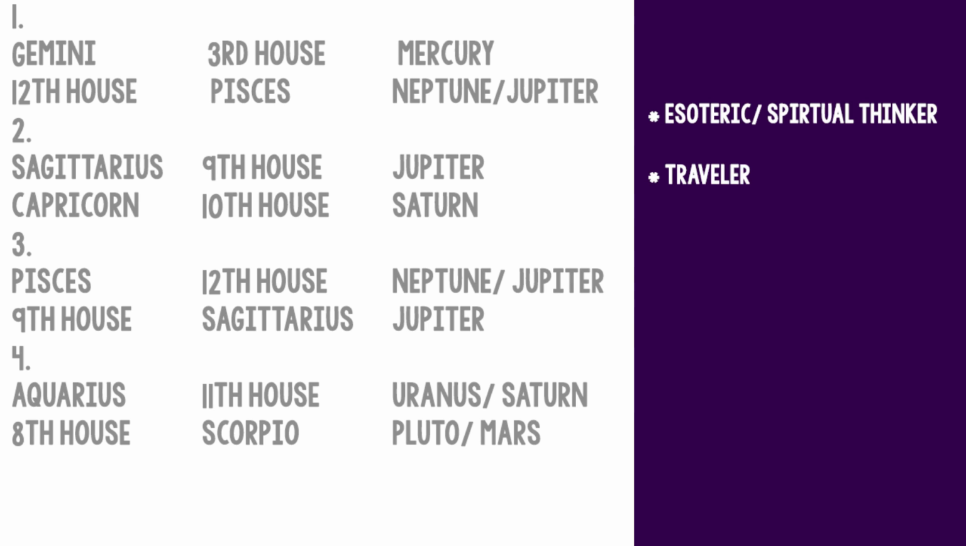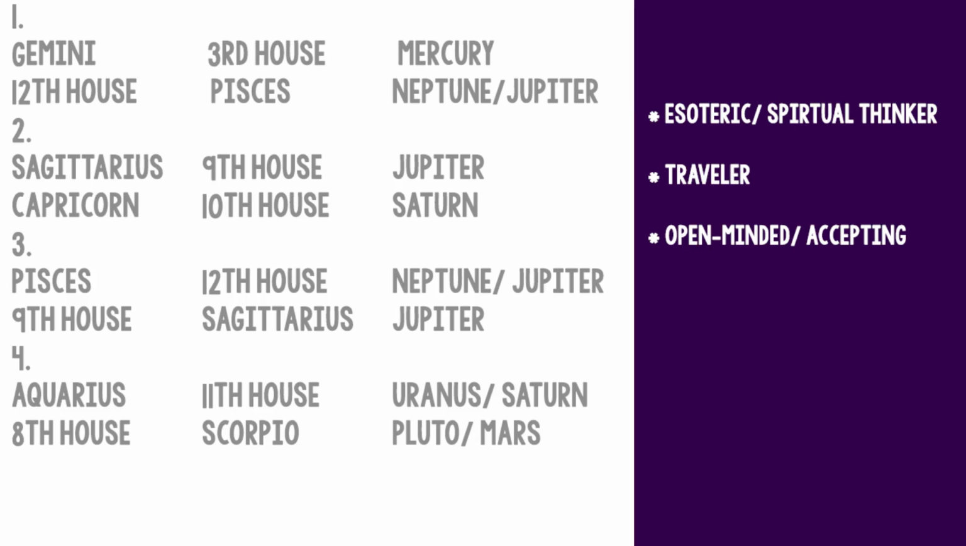Short distance travels. Jupiter is long distance travels and pilgrimages, and Pisces is that kind of foreign places, you know, being a hermit in the mountains. So putting these three together, I'm going to give it another word, traveler. Okay.